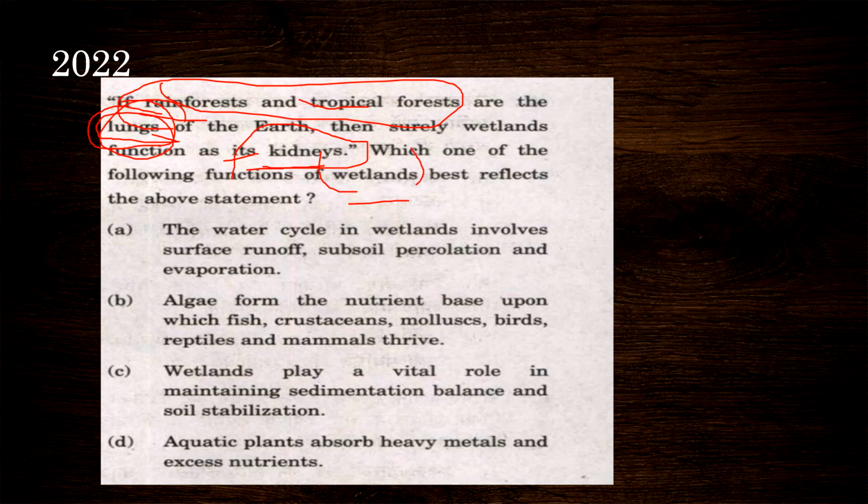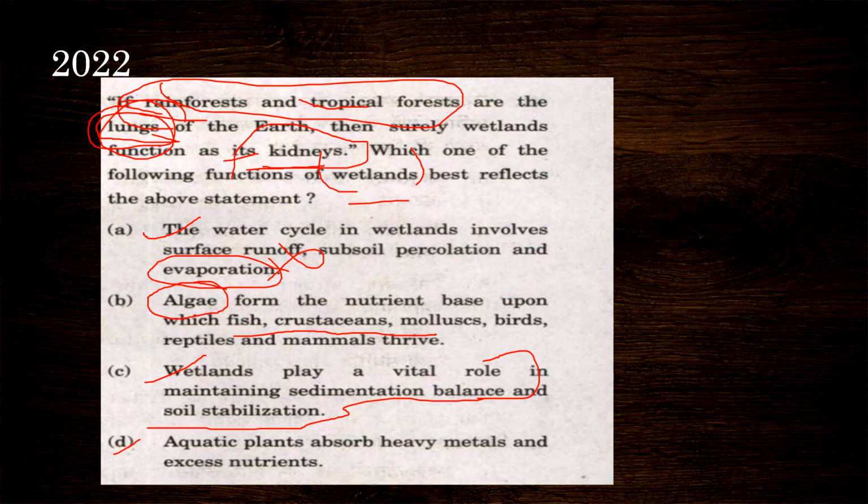The water cycle in wetland involves surface runoff, subsoil percolation and evaporation. This is not unique to wetlands. This can be done in any ecosystem, so this can be eliminated. Again, algae form the nutrient base upon which fish, crustaceans, mollusks, birds, reptiles and mammals thrive. Algae is not unique to wetlands, so this can also be eliminated. Similarly, wetlands play a vital role in maintaining sedimentation balance and soil stabilization. Please eliminate this because it is not unique to wetland areas.